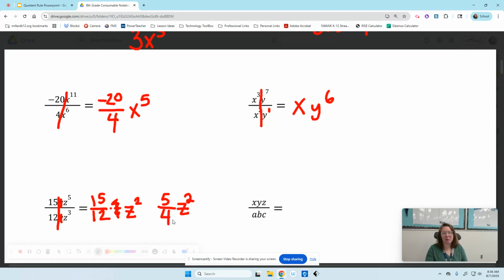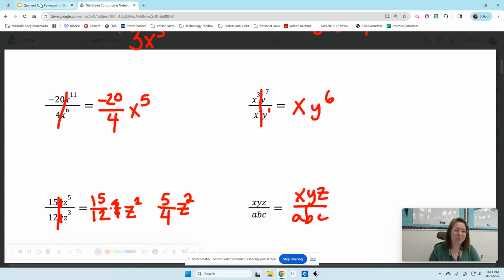So 5 divided by 4, yes, you could write that as a decimal. The reason I leave it as a fraction like this is that sometimes it's a repeating decimal or a really long decimal, and it didn't give us any directions about rounding, so I don't know what to round it to, so we leave it as a fraction. Now x, y, z, a, b, c, literally none of those are the same letter, so there's nothing we could simplify, so we just leave it like that.